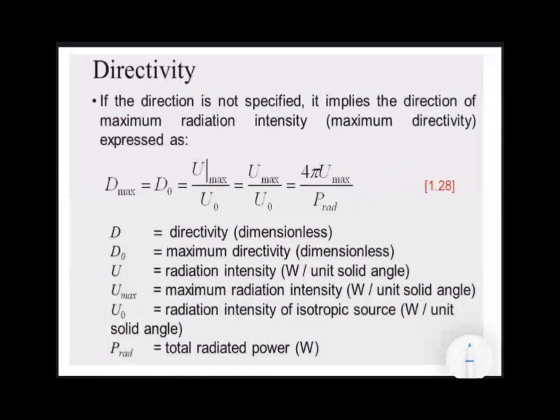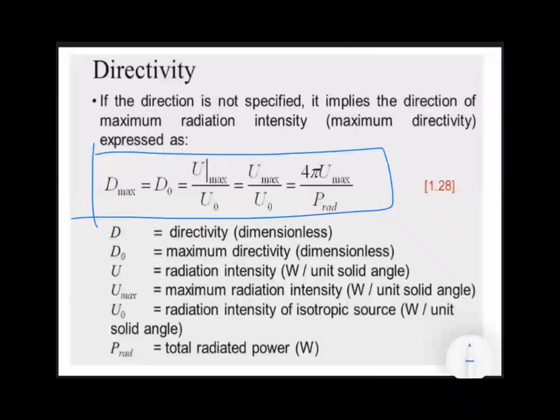So this is the final equation to derive the directivity. That is, if the direction is not specified, suppose you are making use of a non-isotropic source. Under that condition, the directivity of an antenna, when the direction is not specified, is the direction of maximum radiation intensity, and can be expressed as 4 pi into U max divided by power radiated.